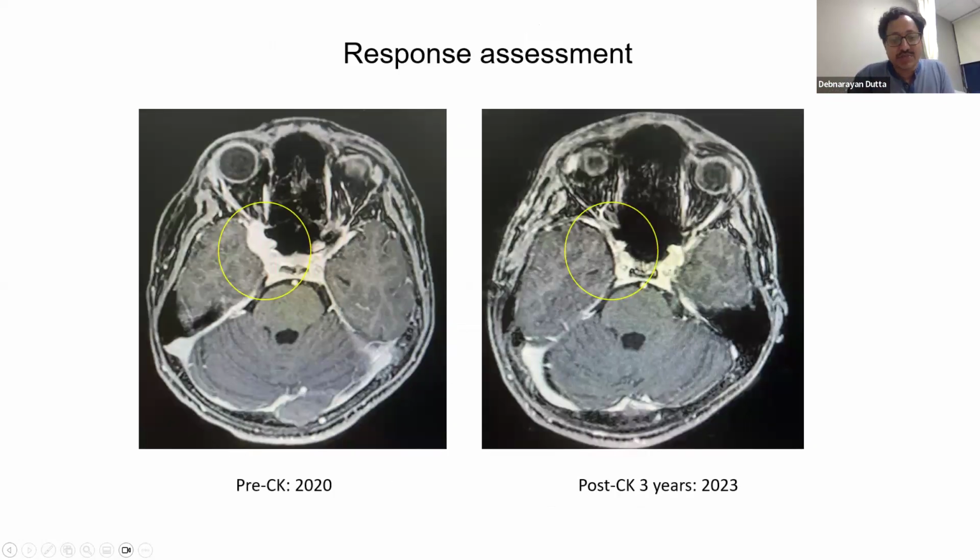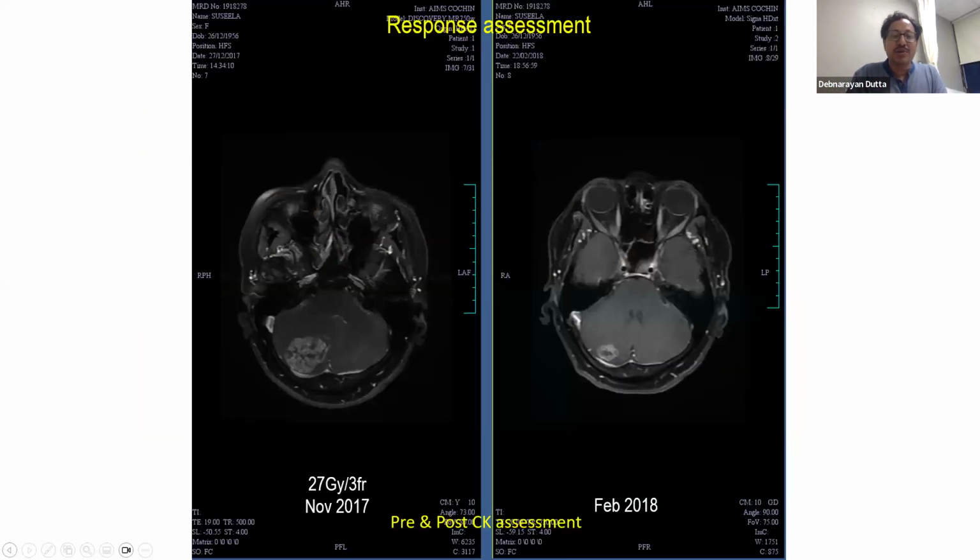Now see the response assessment also. Now this was the thing, and meningiomas, and after 3 years, we can see a response. So we have to wait a longer period to have a response. Like this one is a brain metastasis from a breast primary. See, this response happened in 2018.